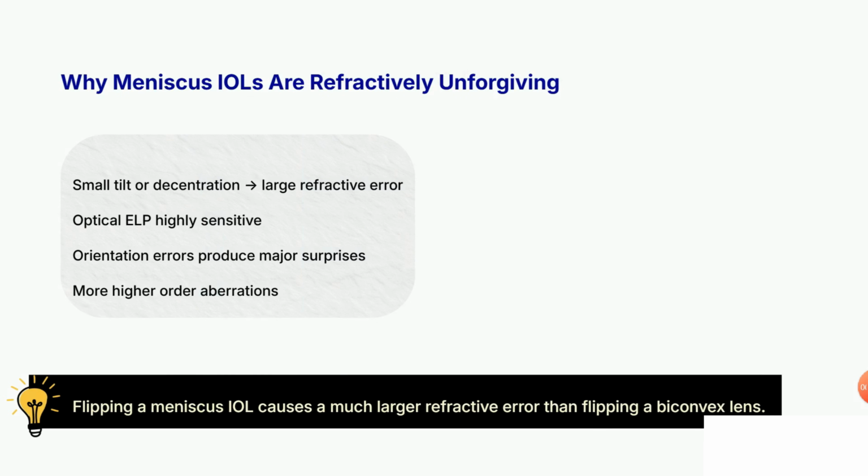Small errors in centration, tilt, or orientation can produce large refractive surprises, and they are more prone to inducing higher order aberrations as well. Meniscus lenses as such induce higher order aberrations. For this reason, the negative meniscus lenses are rarely used and are reserved for very specific cases.